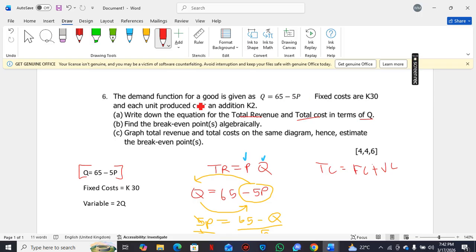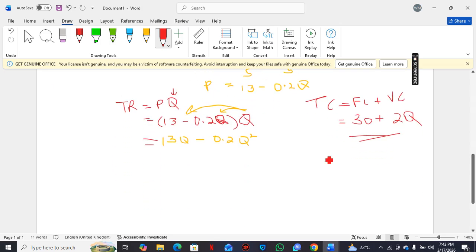Part B, find the break-even points algebraically. So colleagues, I believe all of us know what break-even is, right? Can someone shed more light? What is break-even before I start? Especially if you own your own business, you know you don't want to break even. So yes, colleagues, what is break-even?